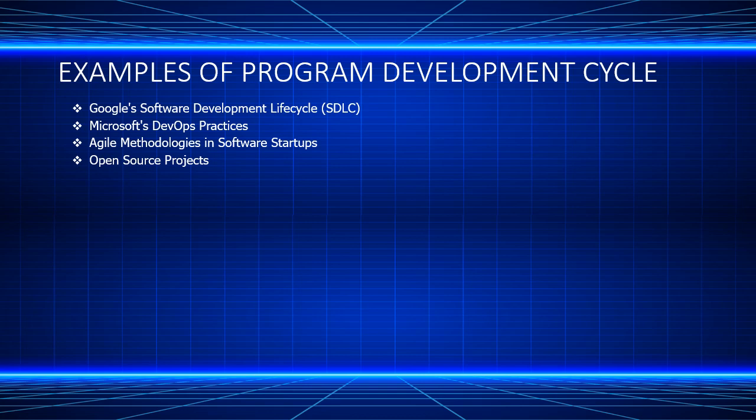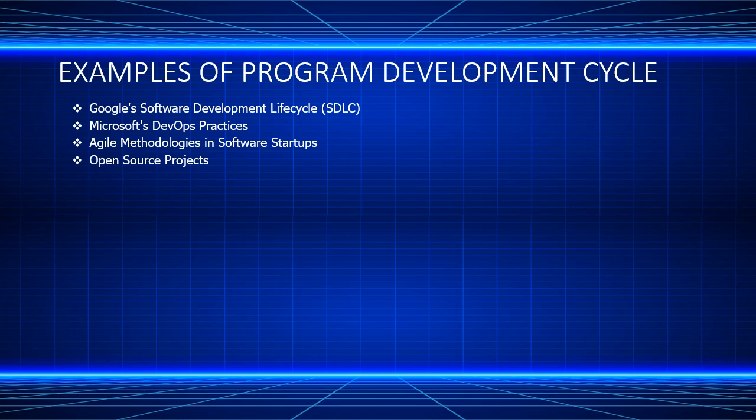Let's draw inspiration from real-world examples of companies and projects that have masterfully implemented the program development cycle, achieving remarkable success in delivering high-quality software solutions. Google's Software Development Lifecycle, SDLC. Google's rigorous SDLC process emphasizes iterative development, continuous iteration, and automated testing. This approach has enabled Google to produce robust and scalable software products like Gmail, Google Maps, and the Android operating system, which have revolutionized how we interact with technology.